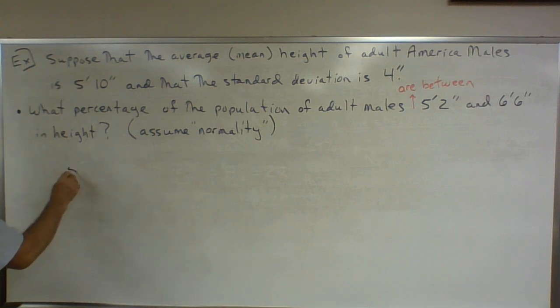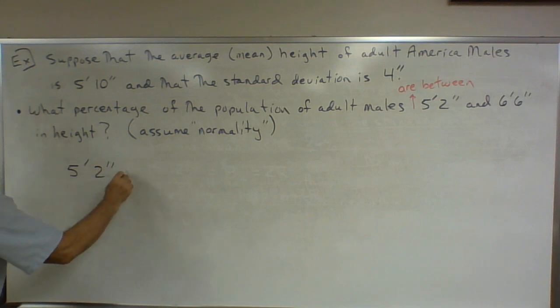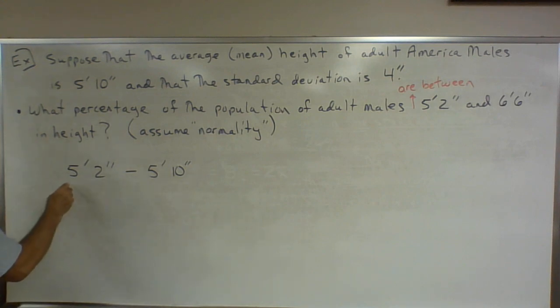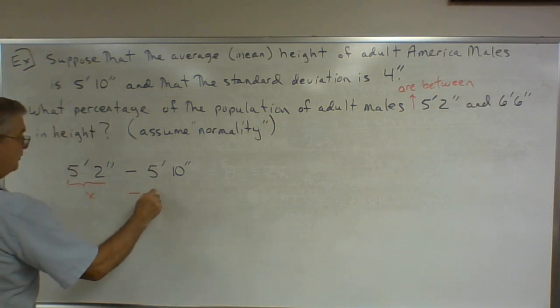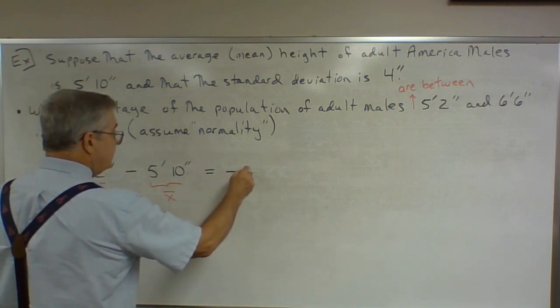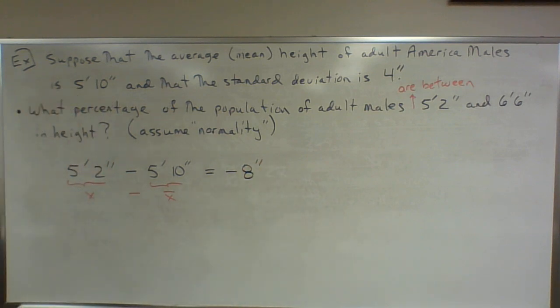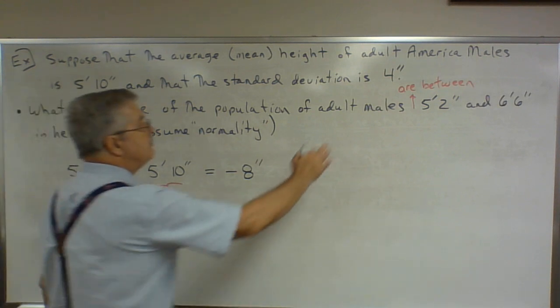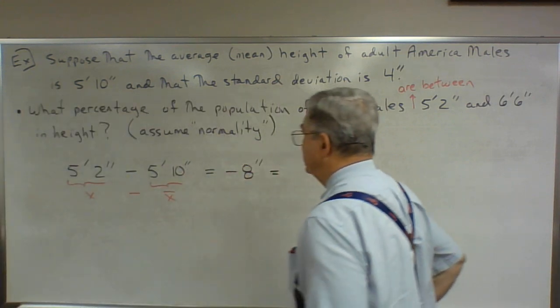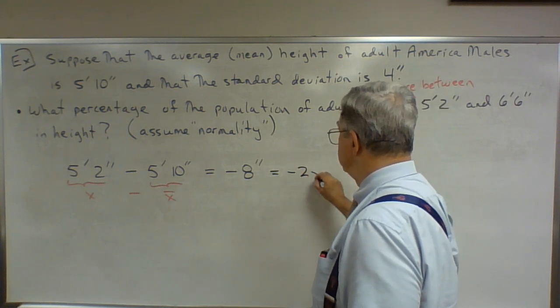I'm going to take the x value first, 5 foot 2 inches, and I'm going to subtract the mean, 5 foot 10 inches. X minus x bar. 5 feet minus 5 feet is 0 feet. 2 inches minus 10 inches is negative 8 inches. And in terms of standard deviation, 4 inches, that's going to be negative 2.